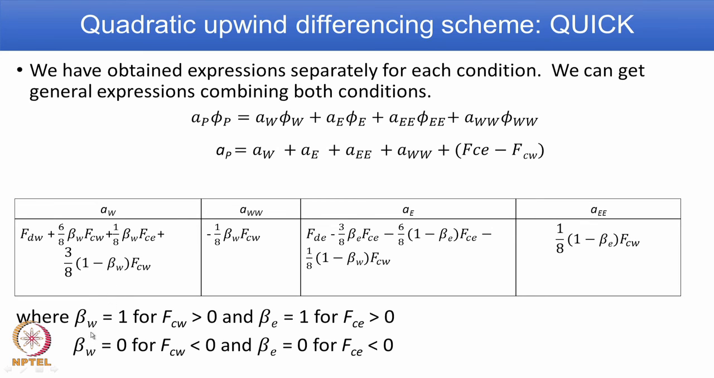For example, if you say beta W is equal to 1, if you substitute in this expression for AW, then this particular term vanishes. You can also check similarly for other terms. So, when you write a code, the switching according to the direction of the flow is done automatically.